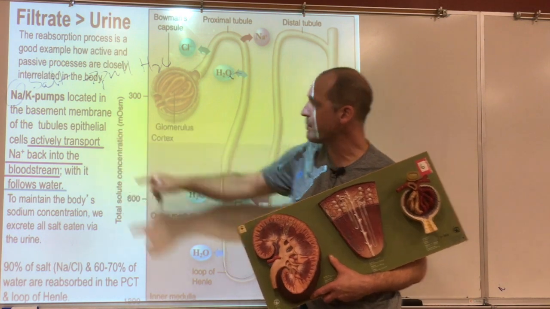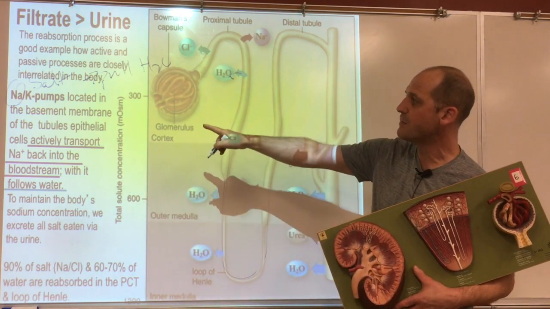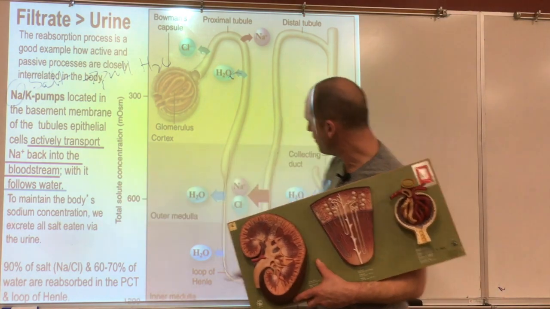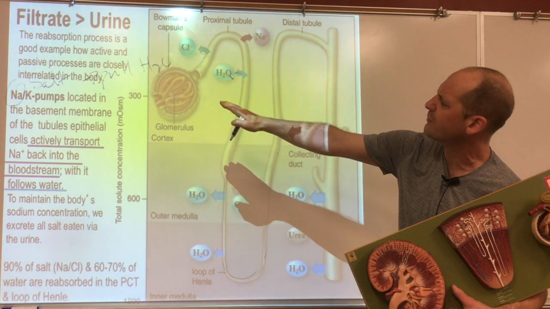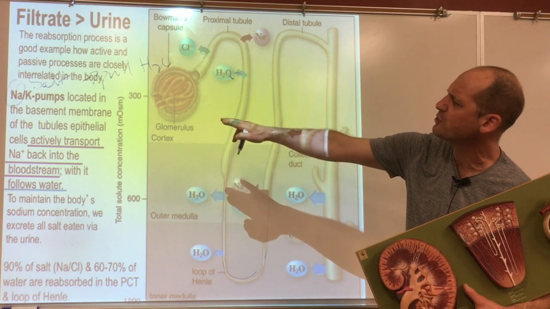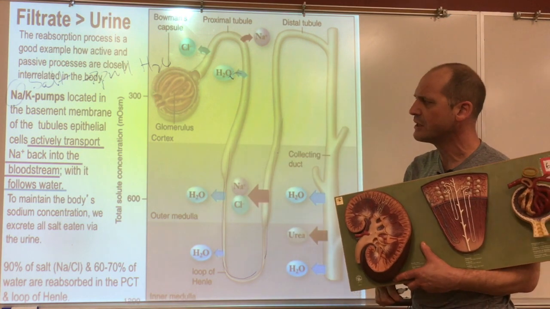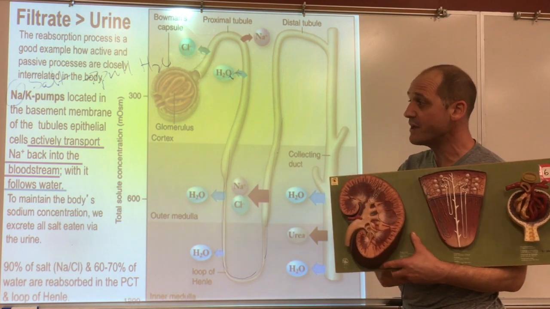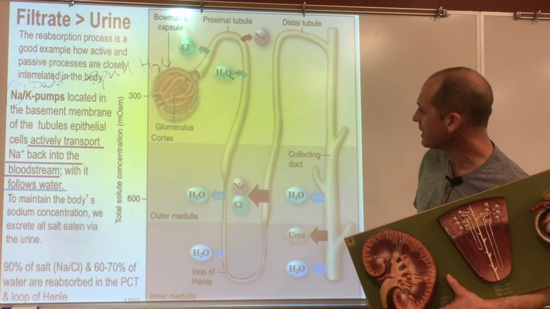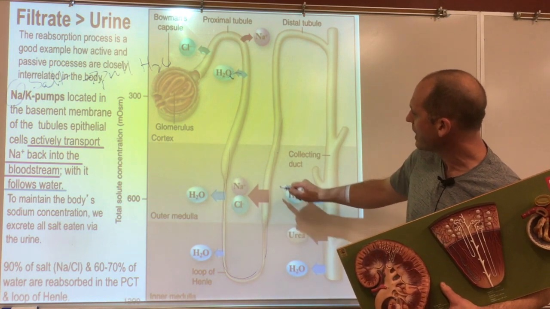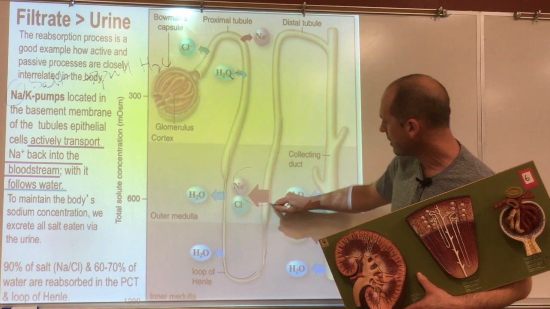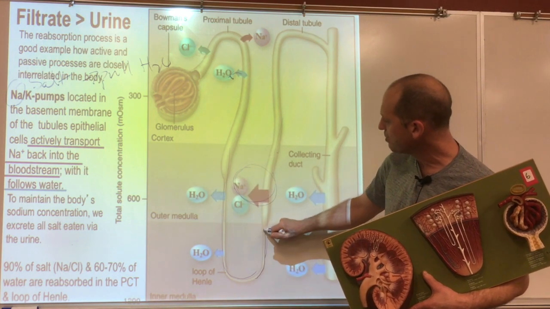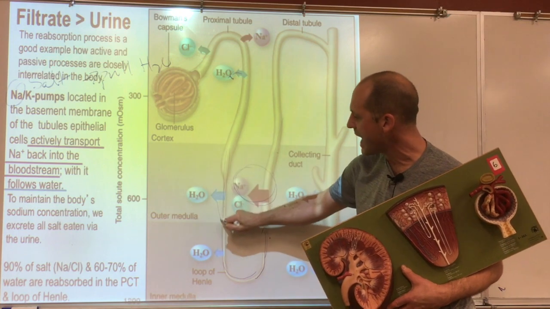They're located in the basement membrane of the tubules' epithelial cells. Wait, let me read that again. Sodium-potassium pumps are located in the basement membrane of the tubules' epithelial cells, and they actively transport sodium back into the bloodstream, and with it follows water. So when you look at that, a lot of them are located right here, in the arm that comes back up, not the arm that goes down.